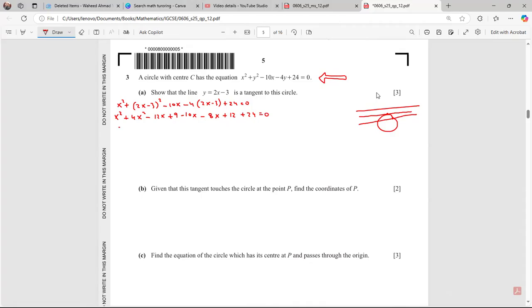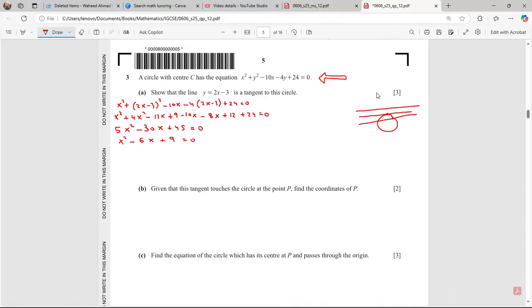So this will become 5x squared. Then I have minus 12, minus 10 and minus 8. So minus 8 and minus 12 become minus 20, so it becomes minus 30x. And finally 12 plus 24 is 36, 36 plus 9 is 45, equals 0. If I divide by 5 throughout, it will become x squared minus 6x plus 9 equals 0.